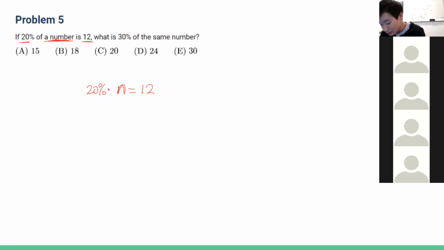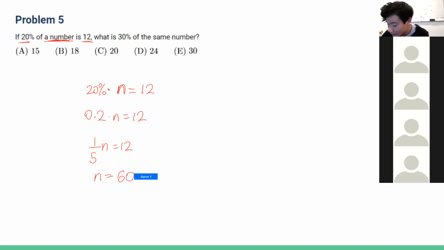How do we do this? Well, we just multiply it out, right? 20% is 0.2 times n. That's 12. Instead, if you don't want to do 0.2, you can do 1 over 5 times n equals 12. And then we can multiply both sides by 5. That gets us n equals 60, right? And then now, since we know what n is, we're trying to find 30% of the same number.